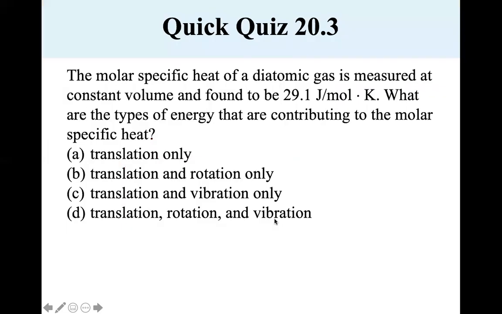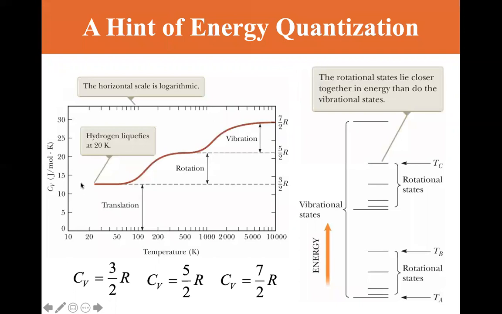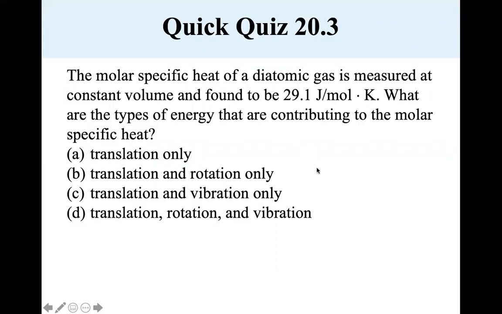Okay, let's look at a quiz. The molar specific heat of a diatomic gas is measured at constant volume and found to be 29.1 joules per mole per Kelvin. Let's go backwards and see where the 29 is, that's up here. So we see that there's vibration, rotation, and translation. What are the types of energy that are contributing to the molar specific heat? Well, we saw it on the graph. There's translational, rotational, and vibrational. Sure enough, translation, rotation, and vibration.